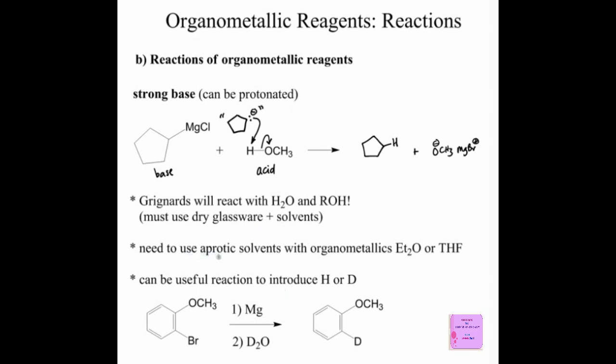Of course, when it comes to a solvent that we're using, we can't use a protic solvent like water or an alcohol because the Grignard can't exist in those conditions. Instead, we need to use aprotic solvents, things like ethers, diethyl ether, THF, which stands for tetrahydrofuran, has this formula. So some kind of ether is going to be used.